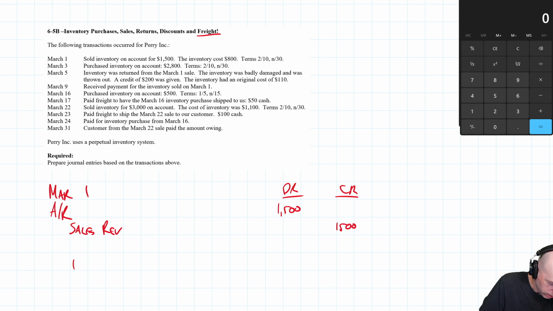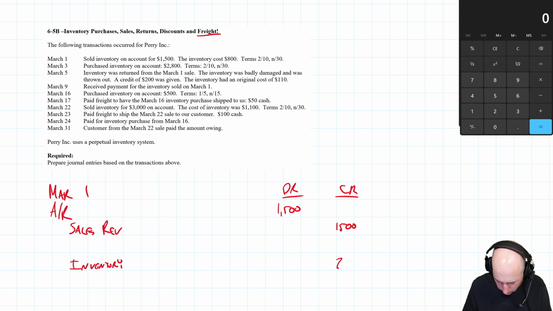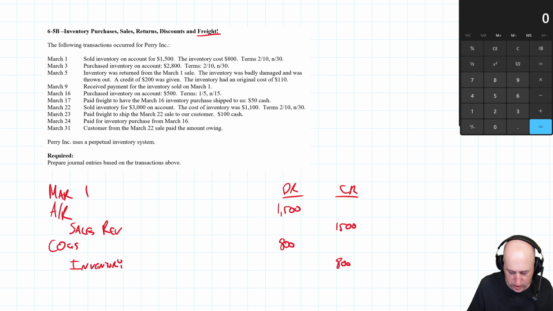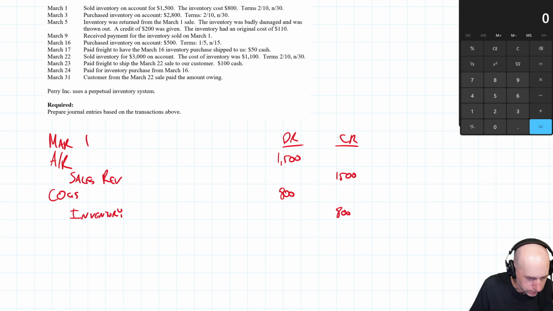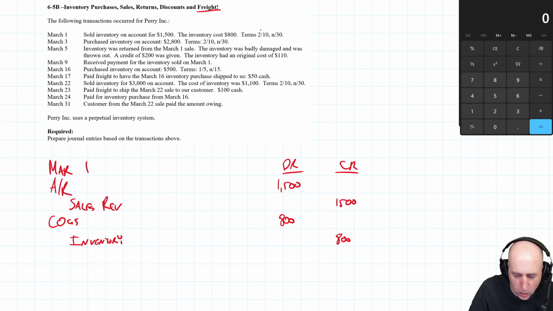Credit sales rev, $1,500. And the second is to record the fact that some of our assets walked out the door with our customer. Credit inventory, $800. Debit that special account, cost of goods sold, that special expense account. That is March 1st. Now, I didn't deal with the discount terms because I don't know if we're getting the discount yet. We'll find out when we pay.